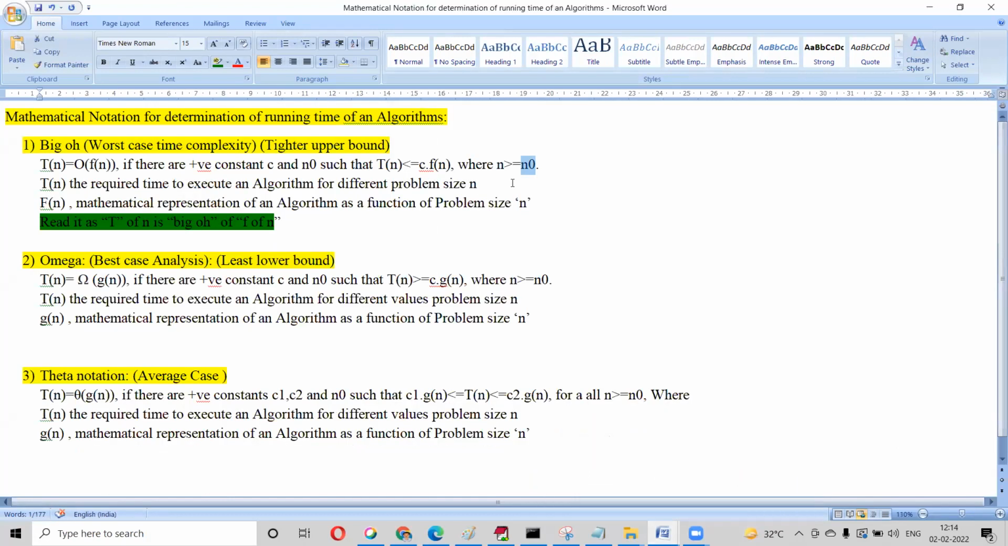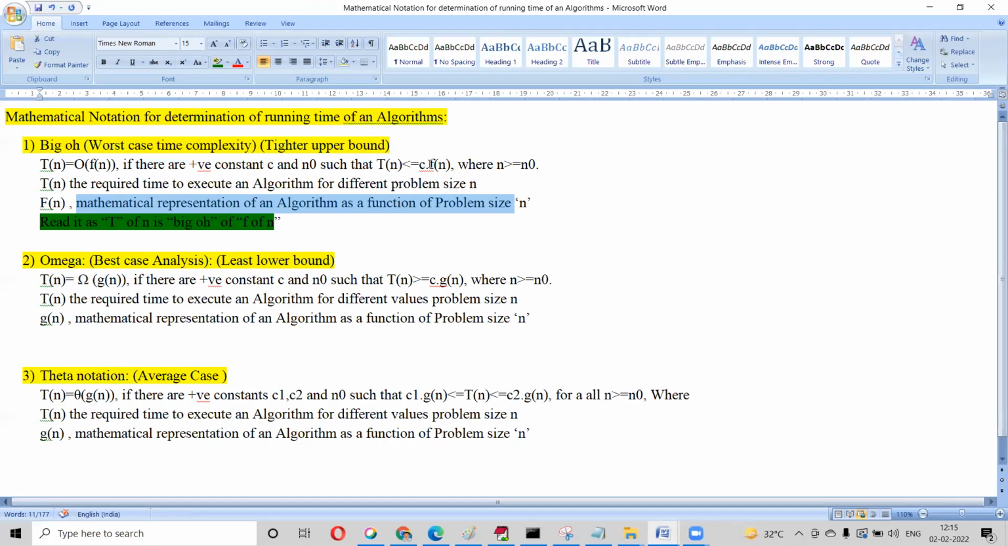Now T of n is big O of f of n if there are two positive constants c and n naught, such that the time required to evaluate your algorithm is always less than c into f of n, right? So this is a simple time complexity. T of n is less than or equal to c into f of n, where T of n is the time required to execute your algorithm, the time complexity. So what is this f of n?